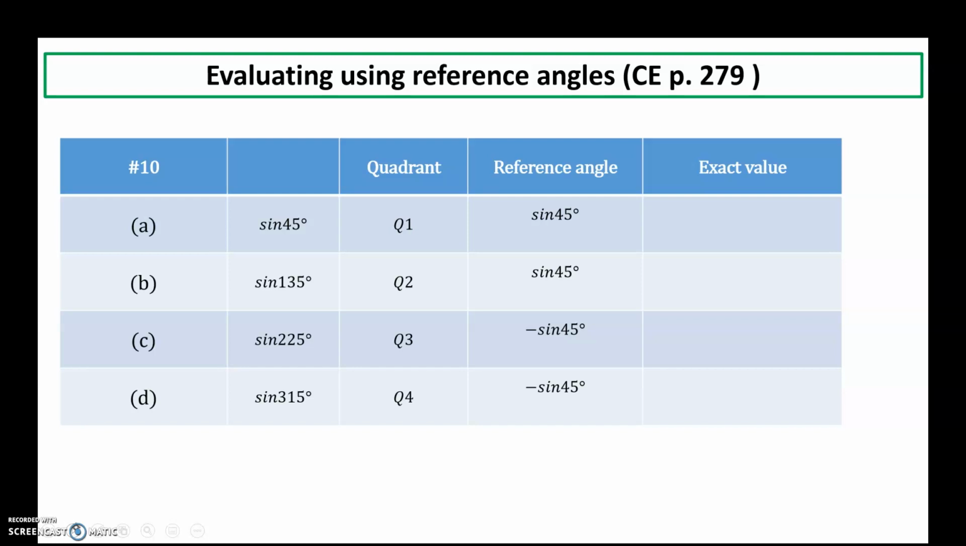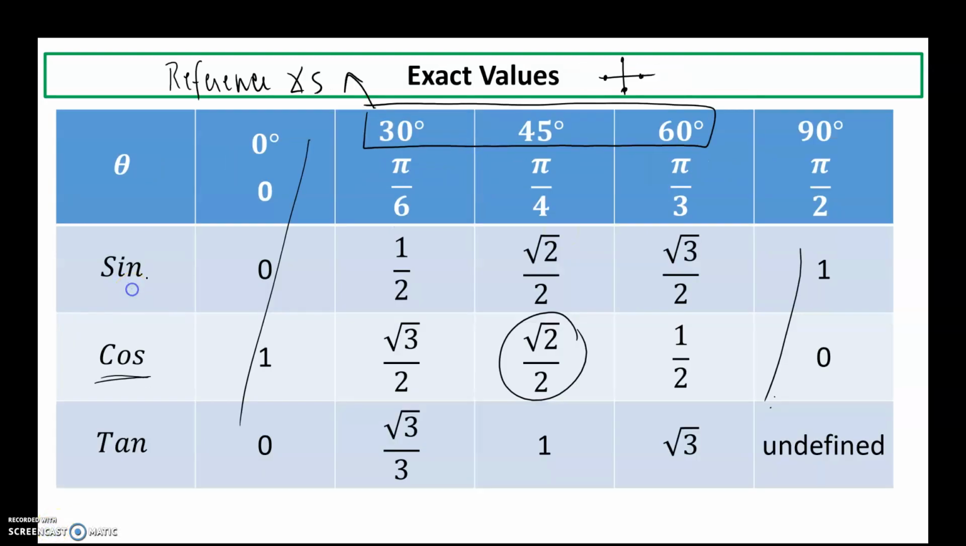So question number 10, sine of 45 degrees. That's a first quadrant angle. It's already its reference angle. So what's the sine of 45 degrees? I go back to my chart. The sine of 45 degrees is square root of 2 over 2. And I'll take that off.